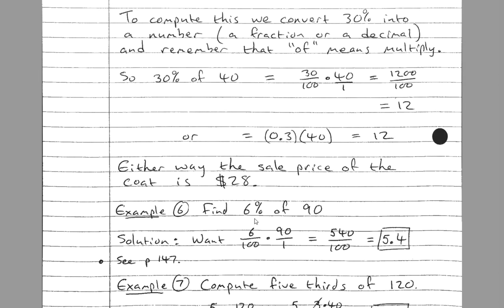Example 6, how about 6% of 90? All right, so two things. Again, this "of" means we're multiplying, and also this percent, we have to convert it to a number. So as a fraction, it's 6 over 100. So 6 over 100 times 90 over 1. And then just multiplying straight across. We could be pre-canceling here, but just multiplying straight across, that's 540 over 100.